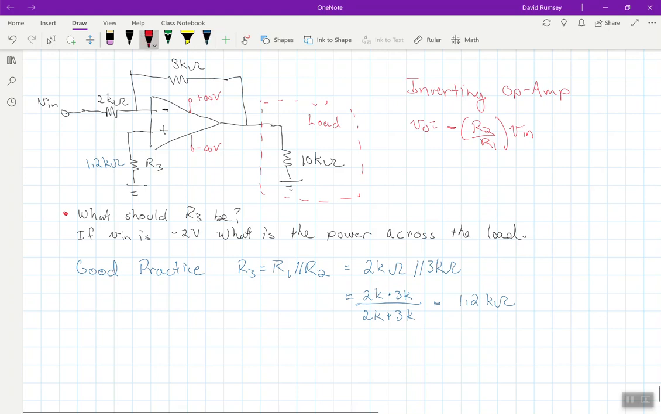Now part B, the next part here, says if Vn is negative 12 volts, what is the power across the load? That should be a question mark. And so it's wanting to know what's the power being dissipated across the load. Well, the load is this 10 kilo ohm resistor. So to compute power, we know of course power is equal to current times voltage, but again, because this is a resistor, we could do I squared times R, or we could do V squared divided by R.